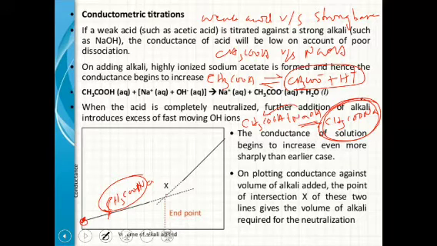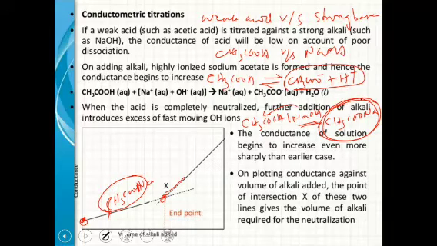So after reaching the end point, there is no CH3COOH acetic acid left. All the acetic acid is converted into sodium acetate, CH3COONa. After completion of the neutralization point, if you add further NaOH, because of the absence of CH3COOH in the beaker, no reaction takes place between these two.